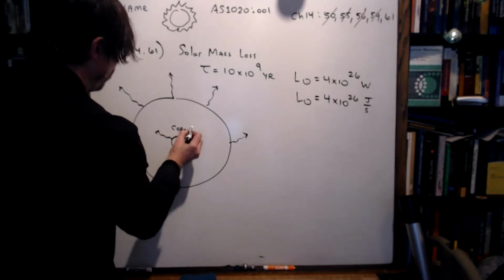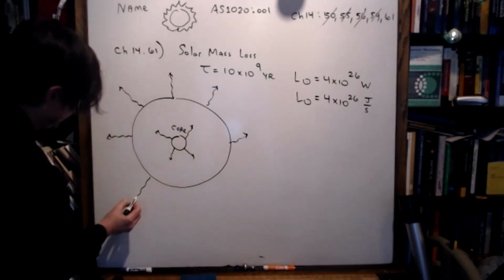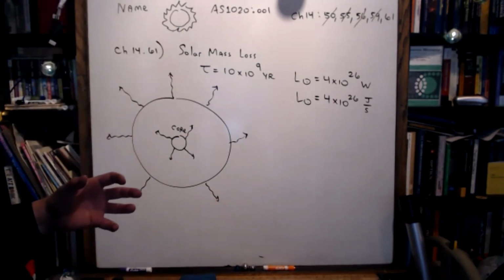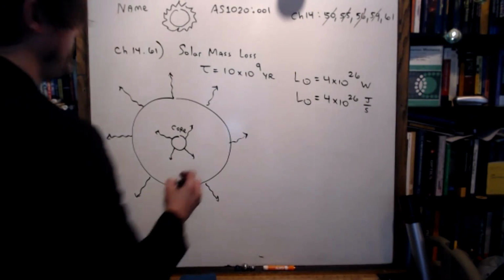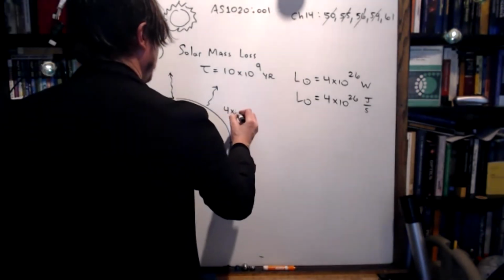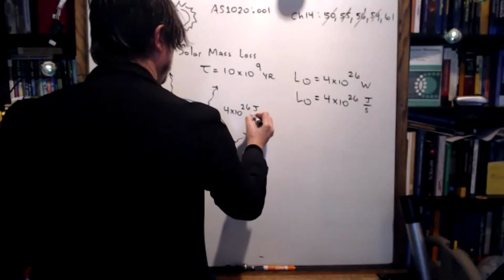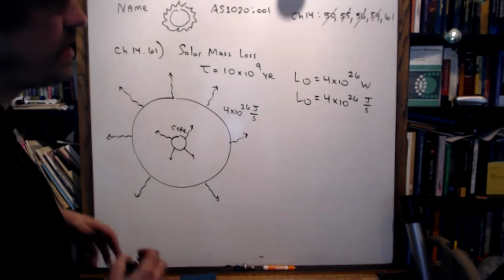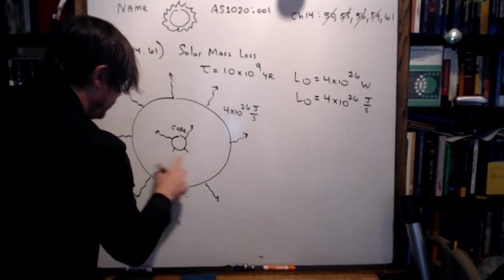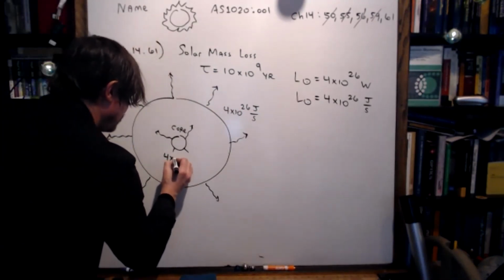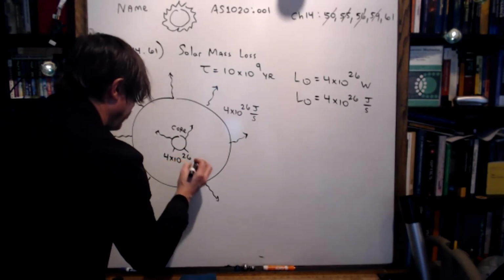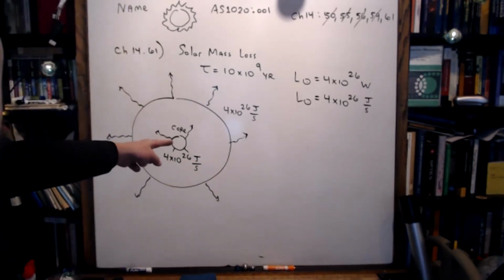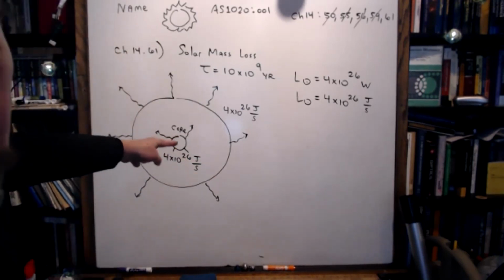Now, I want to make an argument that you might not have thought about before. And the argument goes like this. If the sun is producing 4 times 10 to the 26 joules per second at the surface of the star, that must mean by energy conservation that the sun is destroying or using up 4 times 10 to the 26 joules per second at the core of the star.